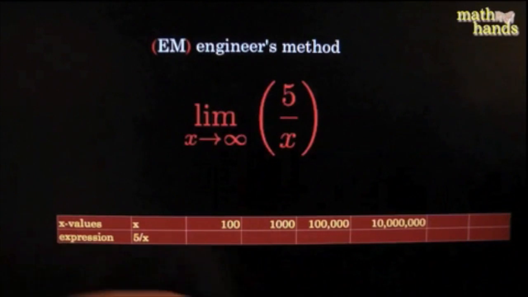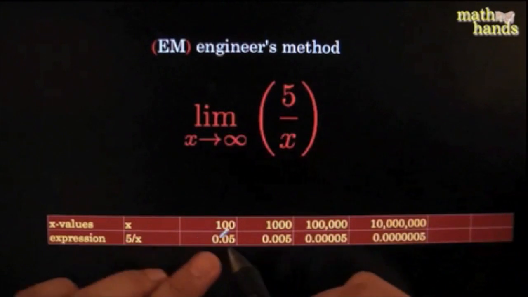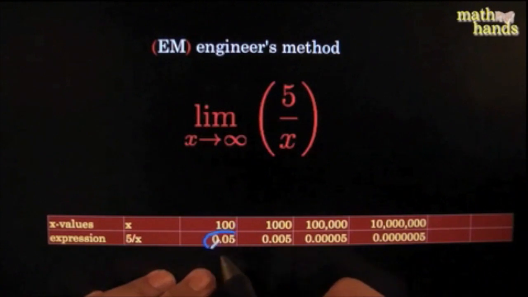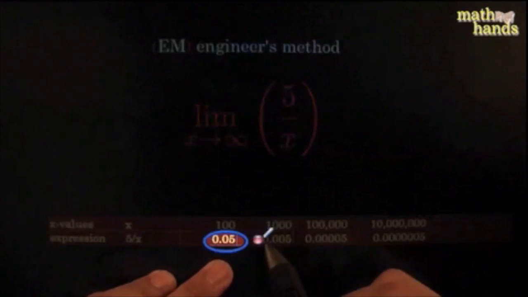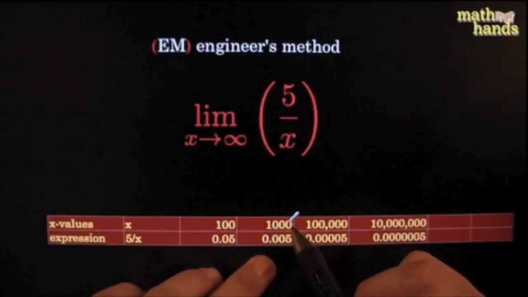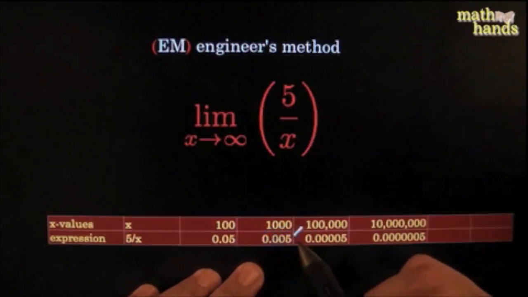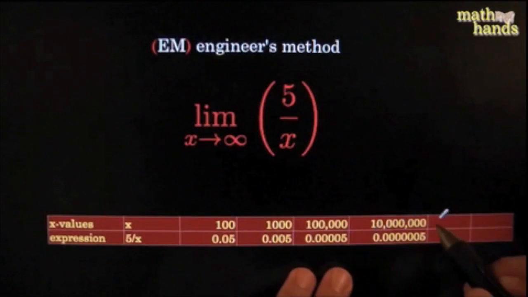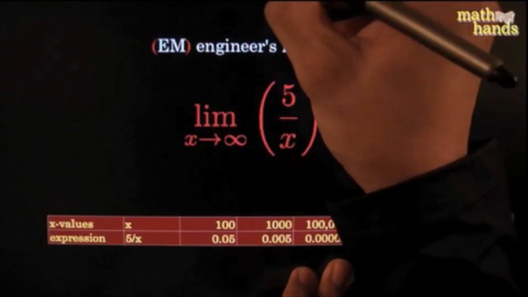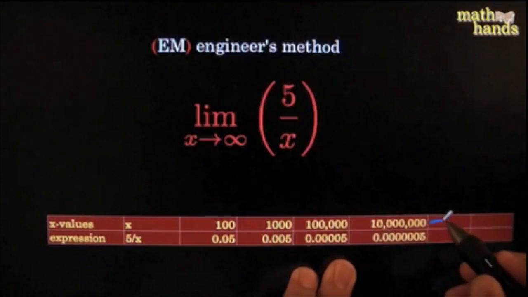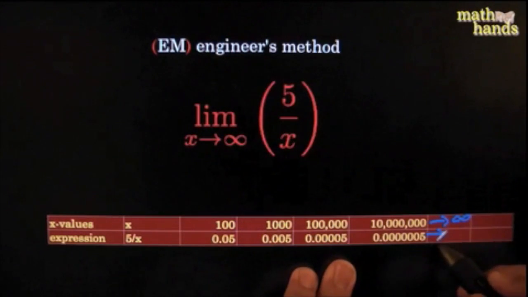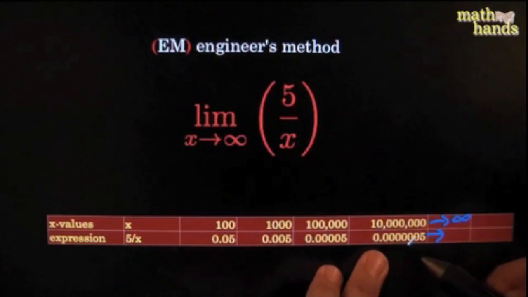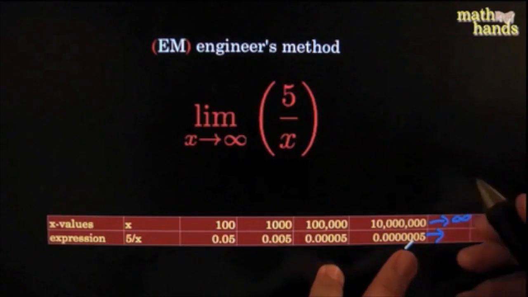So I worked out this problem, and I found the values here. When x is 100, your expression is 5 hundredths. When x is 1,000, you get 5 thousandths, and so on and so forth. Now, as x is rapidly moving towards infinity, we've got to make a prediction here. What is the expression moving towards?